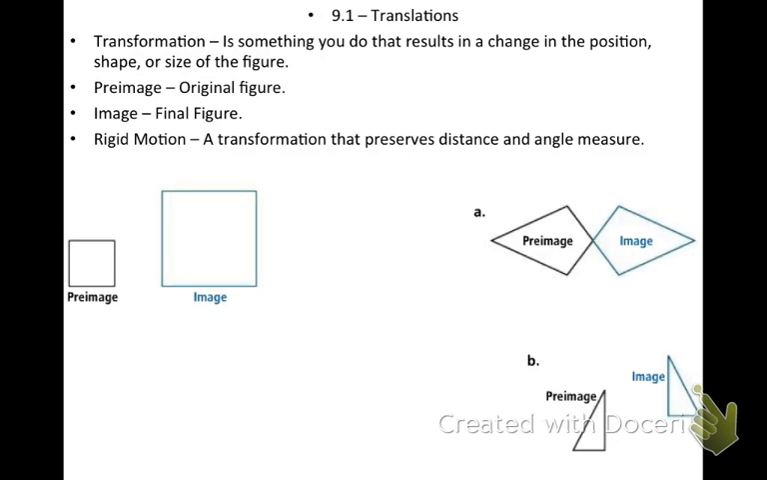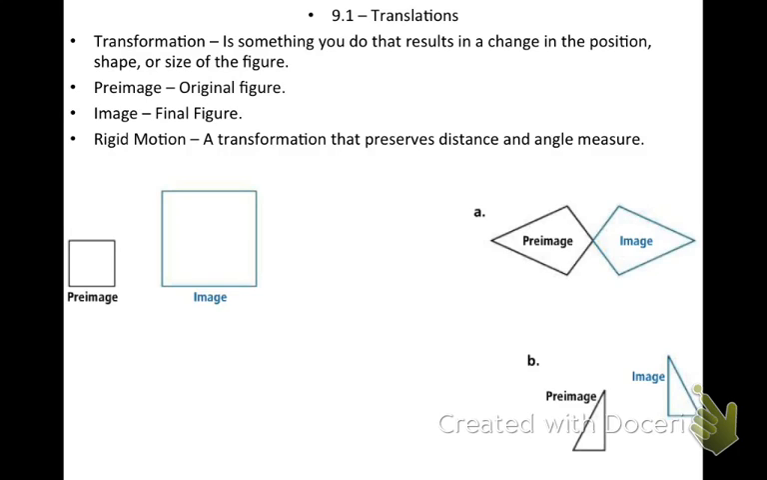Okay, today we're going to be talking about translations. This whole next chapter is about transformations, which is all about moving objects and distorting the image some way. Again, transformation is something we do to result in a change of position, shape, or size of the figure.